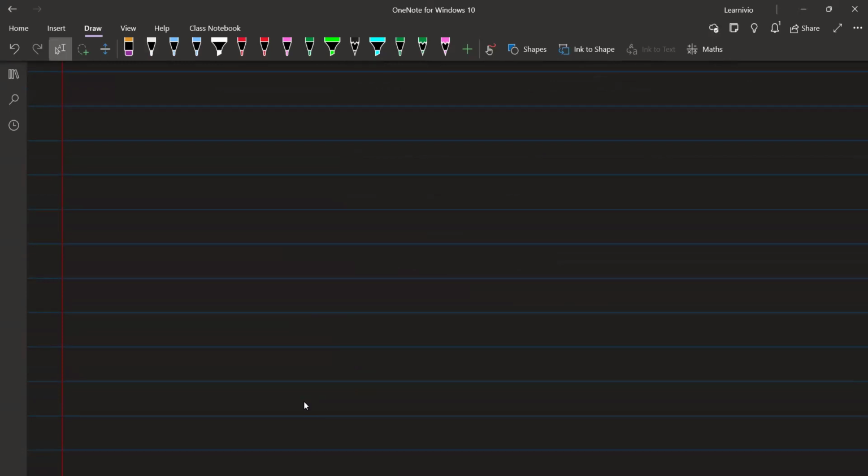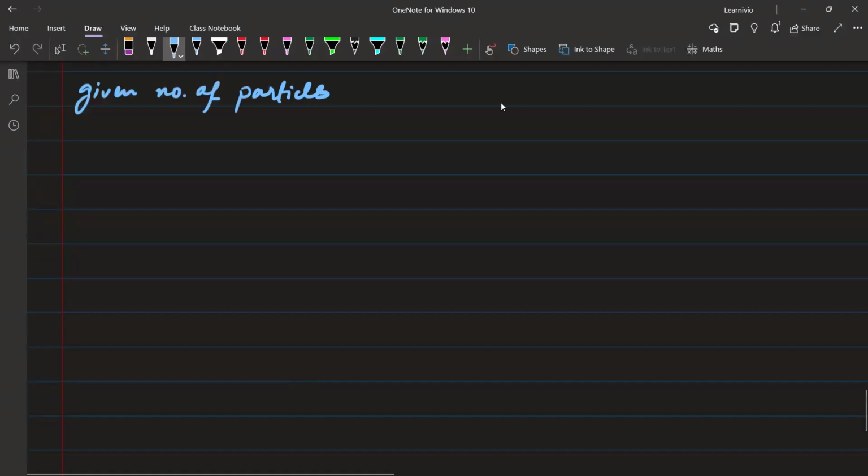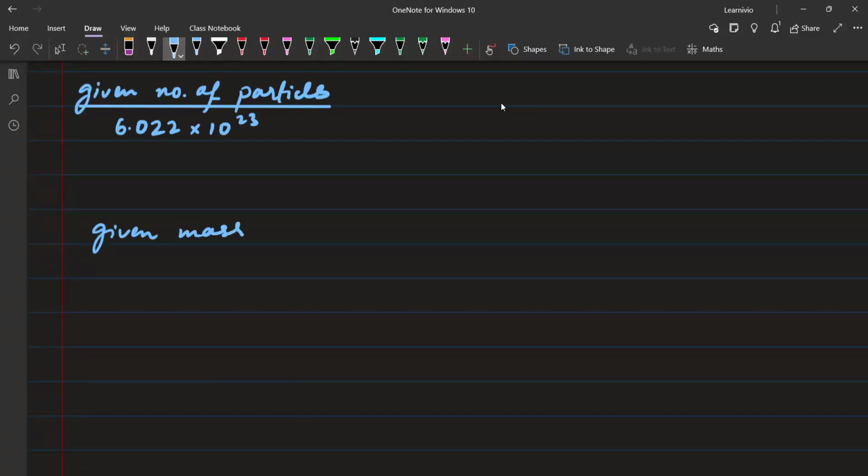Okay, so please see. If you have been given the number of particles, now the particles could be molecules or atoms or anything, that is given number of particles divided by 6.022 into 10 to the power 23. That is one formula for calculating number of moles. Another formula for calculating number of moles will be given mass upon molar mass.